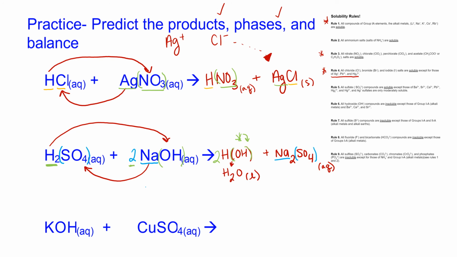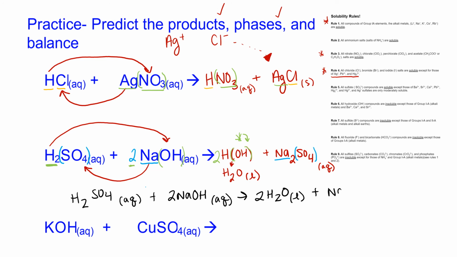So when I rewrite this, just to make it a little bit neater for you guys to see, we're going to end up with H2SO4 aqueous plus 2 NaOH aqueous to produce 2 water molecules plus Na2SO4 aqueous. So hopefully that helped with understanding how to predict the products, phases, and balance these equations.